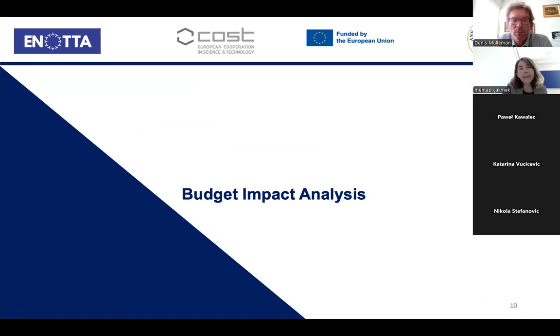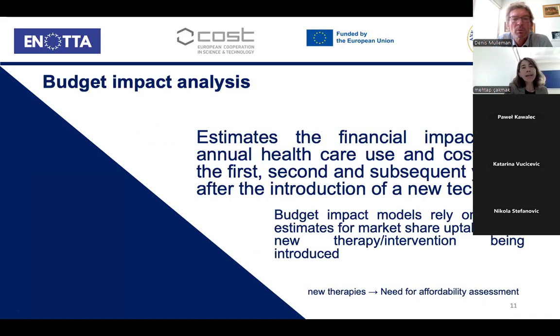And budget impact analysis is a kind of estimation of the financial consequences of any kind of intervention or new drugs. We should calculate and see the financial impact on annual healthcare use and costs for the first, the second, and subsequent years according to our time horizon. It can be 1 year, 3 years, 5 years, and ISPOR suggests that it can range from 1 year to 5 years.